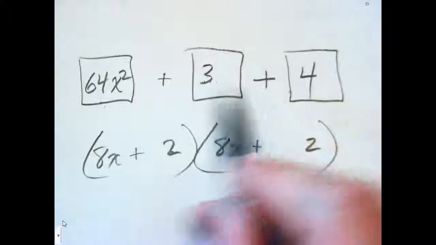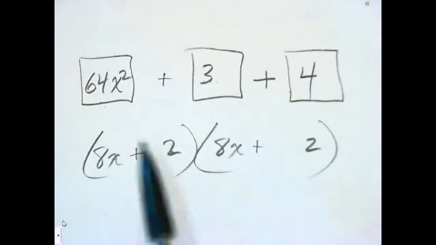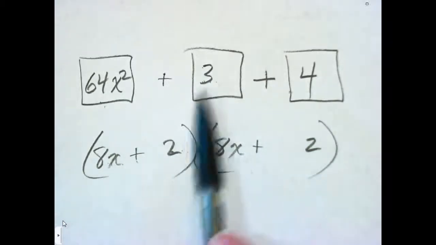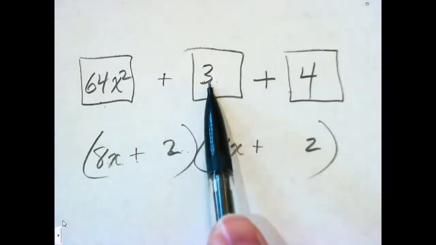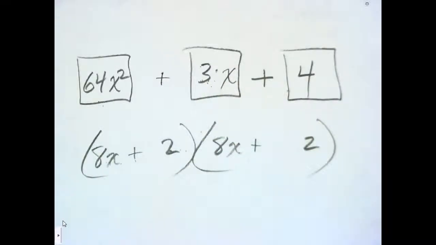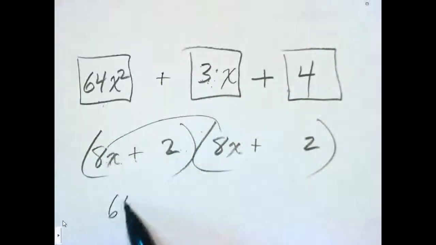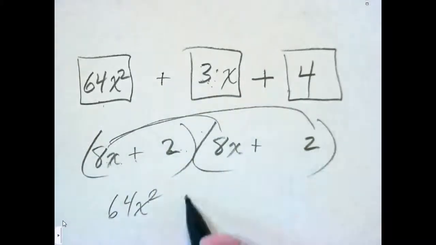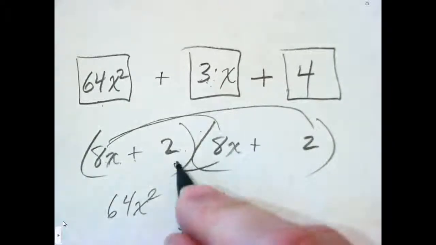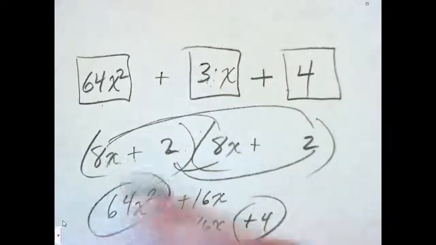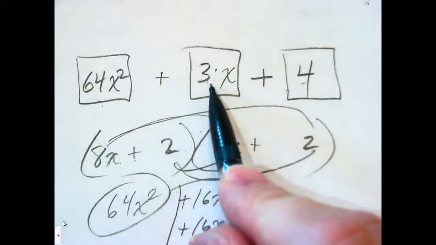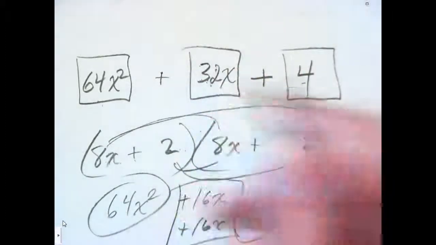Okay, that's a valid problem. Does it factor to this? Well, 8x times 2 is 16x. 16x and 16x is 32x. It's not 3. Even if I put x here, it doesn't work, right? Because when I multiply this out, I get 64x squared, positive 16x, positive 16x, and there's my 4. So there's the 4, there's the 64. But in the middle, I need to have two 16x's, or 32x. I don't have it. So in order for it to work, that'd have to be 32.